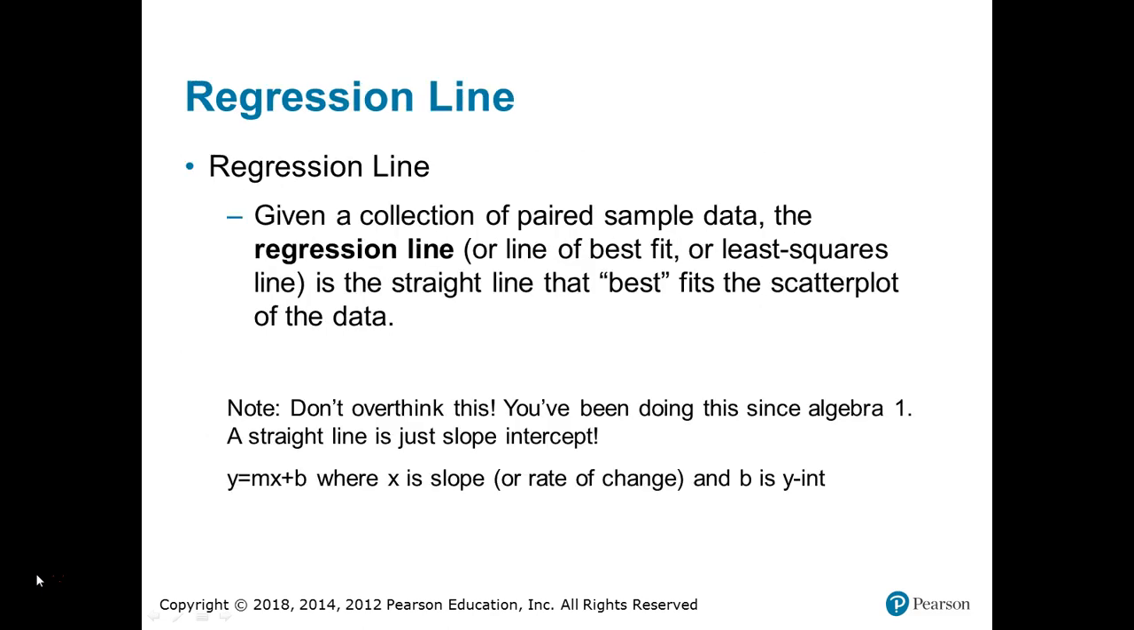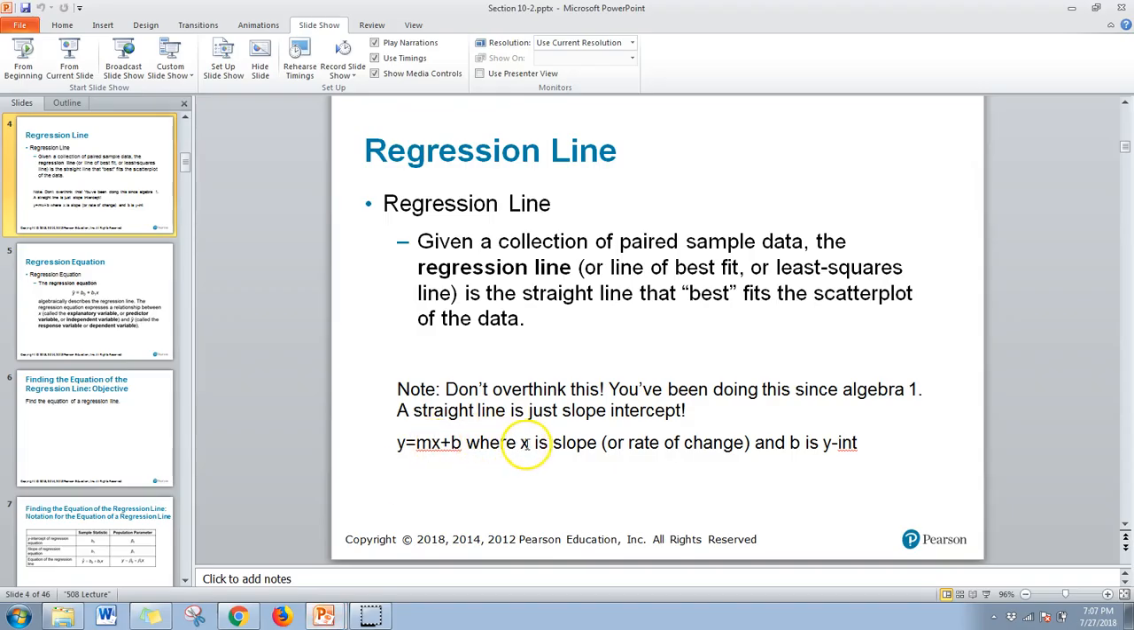Okay, so the regression line: you are given a scatter plot, so you have a bunch of paired sample data. Then the regression line is just the line of best fit, or the least squares line. Don't overthink this. You've been doing this since Algebra 1. It's any straight line, following the basic slope-intercept form, which you know is y equals mx plus b, where m is the slope. Sorry, m is the slope, x is the independent variable, and b is the y-intercept.